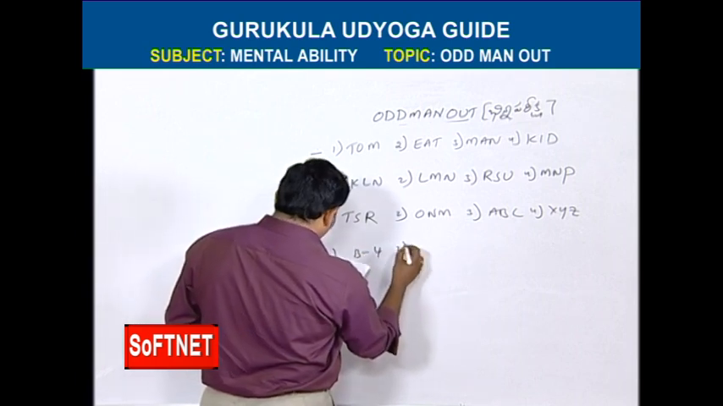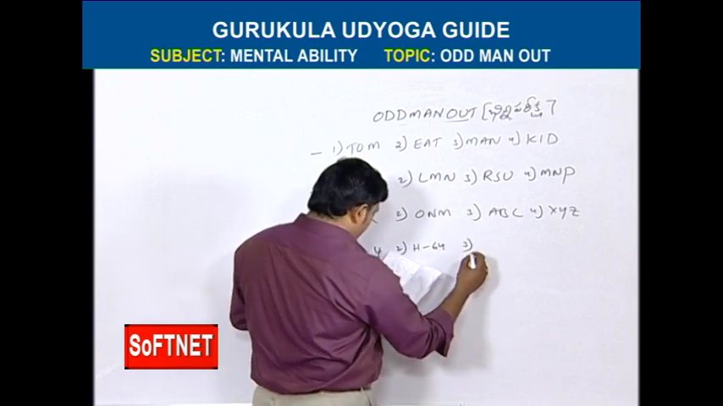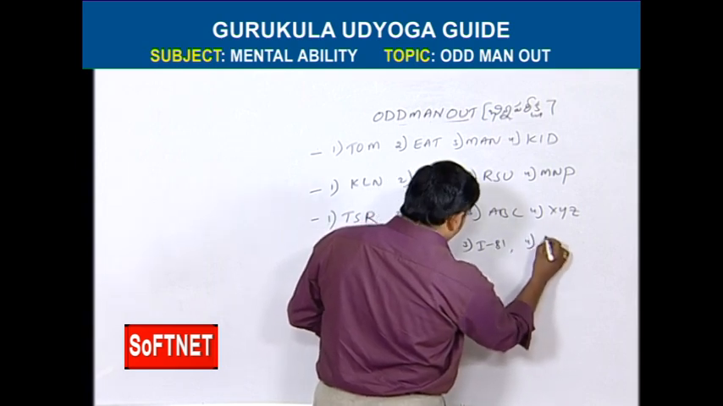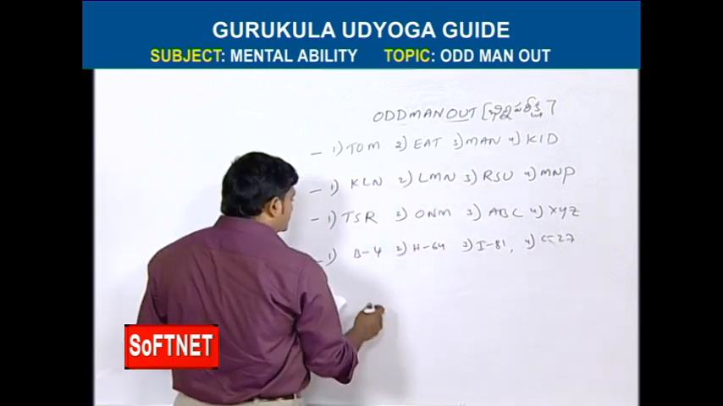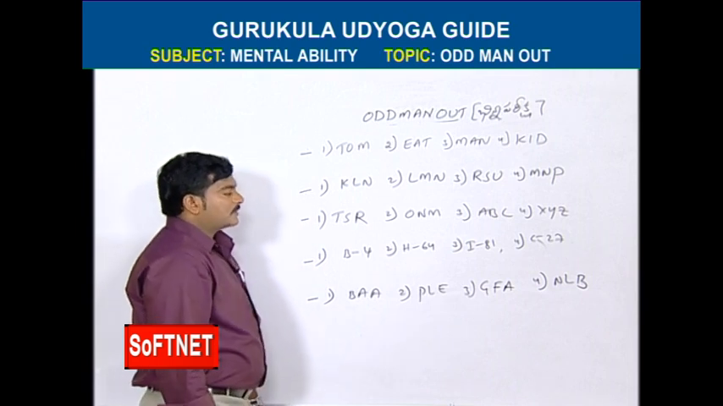B-4. Second option. H-64. Third option. I-81. Fourth option. C-27. C-27. Fourth option is the odd one. Okay, just focus on this.